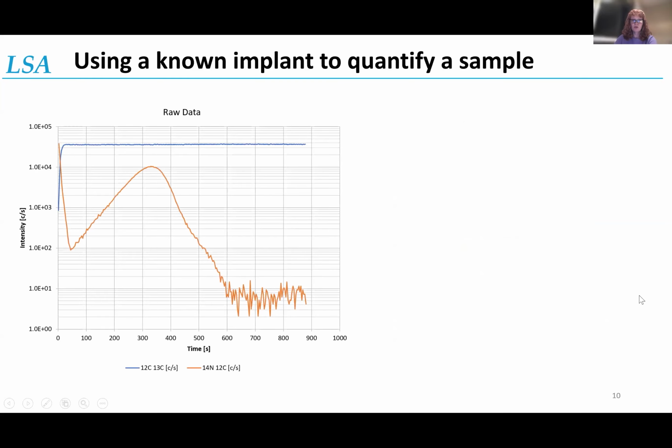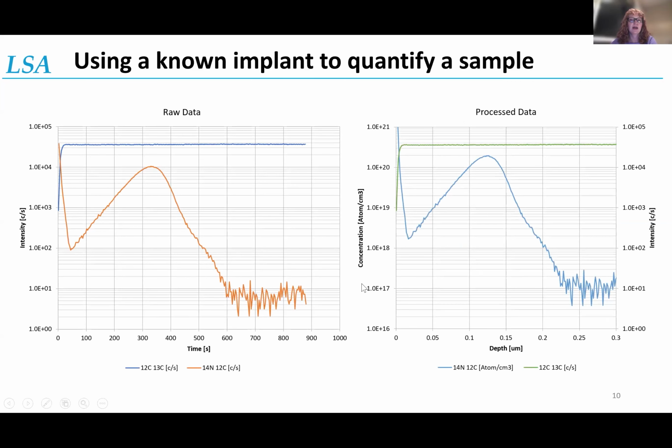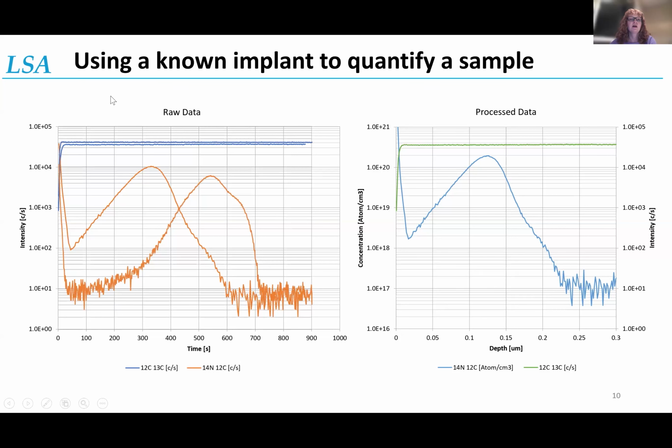Okay. So we've gone from raw data of a known sample with a 1E15 dose, which we're able to process, and then using the RSF from the processed implant, we can quantify an unknown sample to be able to get its dose.